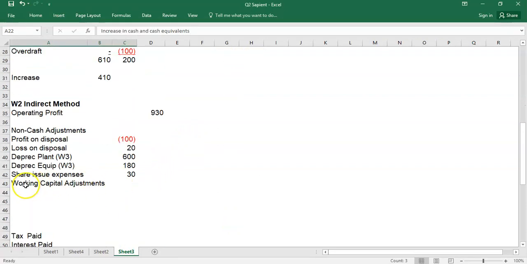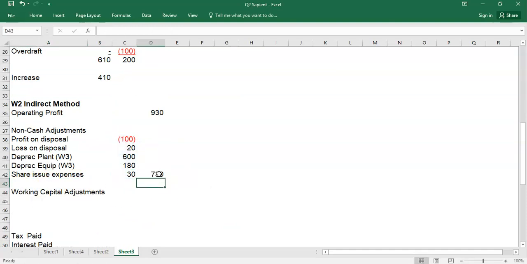So there are all your adjustments that you're usually looking for. So you want to add them up, and that's a net adjustment of 730. So your running total now is 1660. And we come down then to our working capital adjustments. So in this case, we have to look at 3. You're looking at movement in inventory, trade receivables, and trade payables.